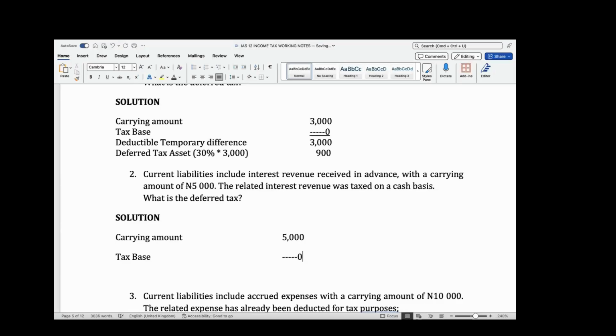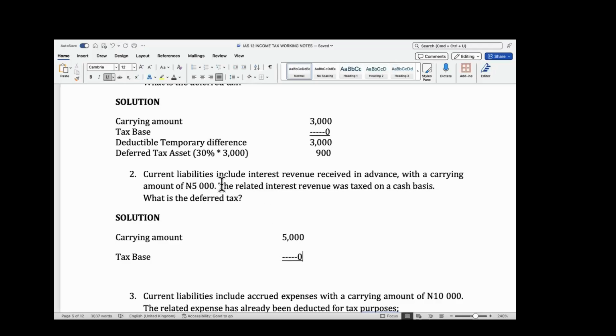So that's the challenge with this one. It's actually 0, because this was taxed on a cash basis, which means the cash was received, say, last year. So interest received in advance means you received interest in advance. It's just like you invested, then the government paid you the interest, paid you cash immediately from the date of investment. So maybe next year you still have it in your books as a liability, but the taxman has already taxed it on a cash basis. So this year, he does not need to capture it again.